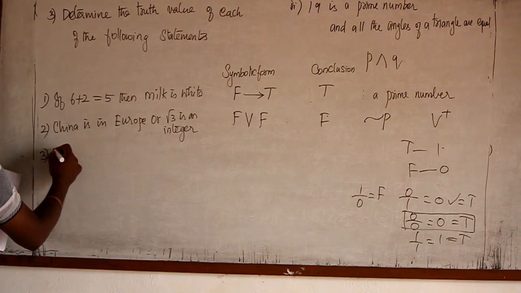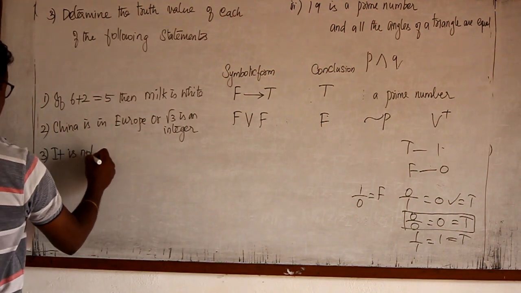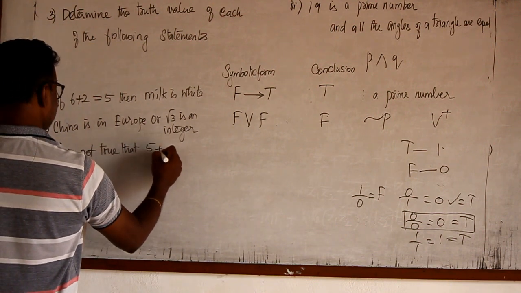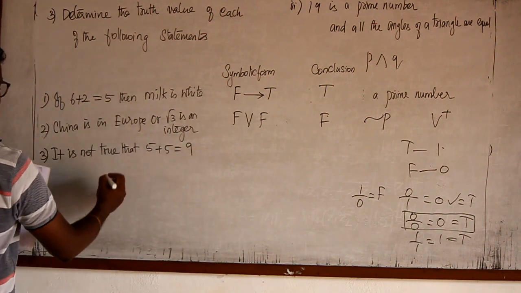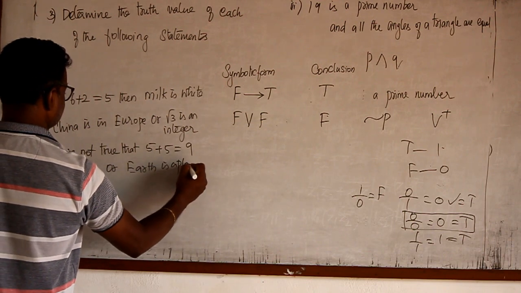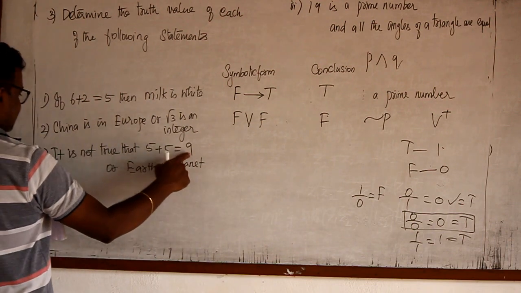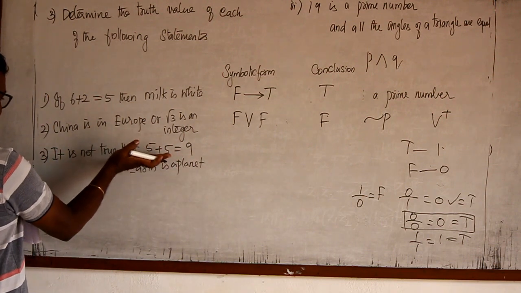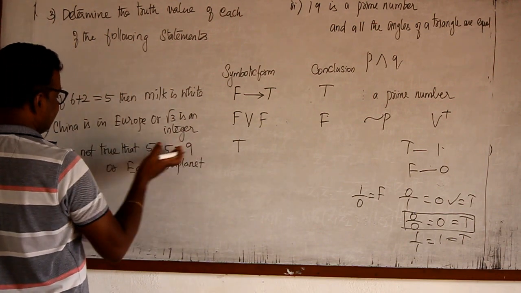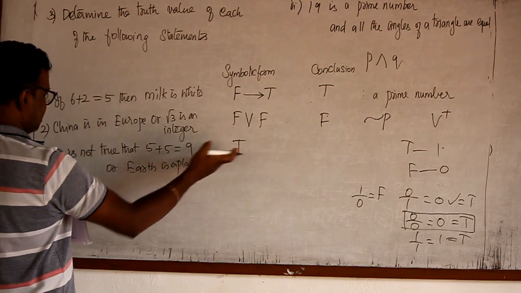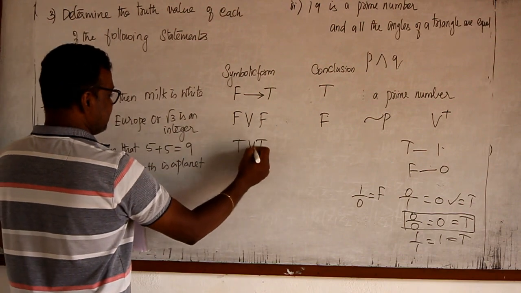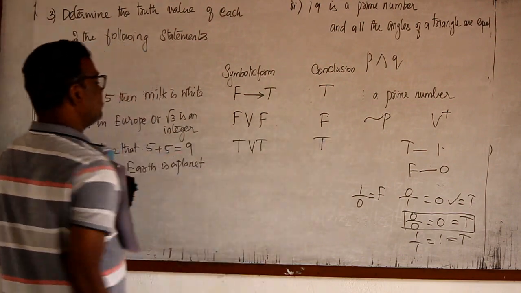Now, third: it is not true that 5 plus 5 equals 9 or Earth is a planet. 5 plus 5 is 10, so definitely 5 plus 5 equal to 9 is not true. That means the statement is true, so it is T. Earth is a planet, it is a true statement. Or means I must put the same symbol. So 1 plus 1 is 1.